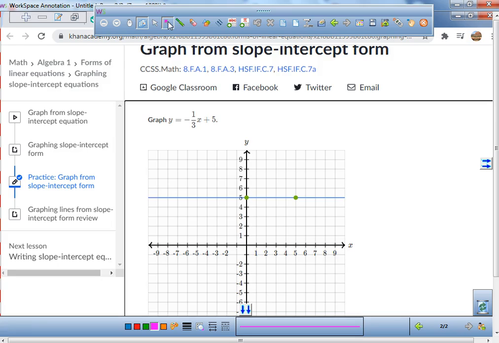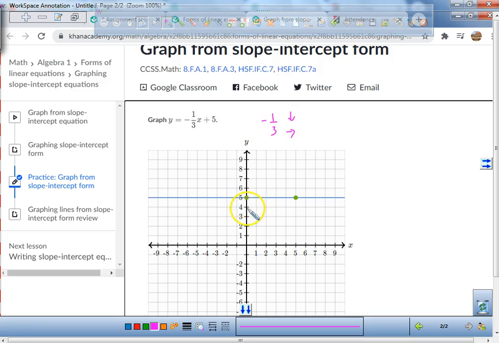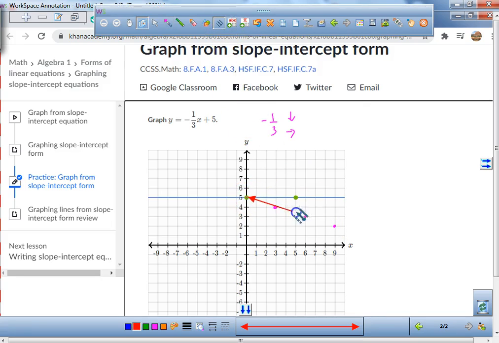-1/3. So I'm going to draw what -1/3 looks like on this. Ready? From right here, if I have a -1/3 slope, that means I got to go down 1 and over 3. I got to put a point right there. Or I could go down 1 over 3, put a point right there. But I'm going to graph a line that goes down 1 and over 3.